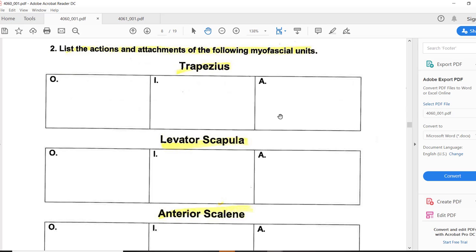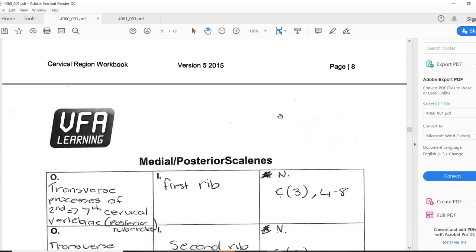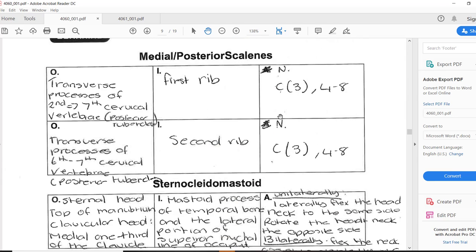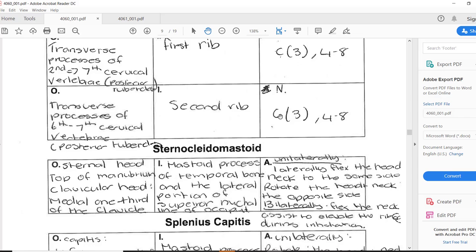So for part 2, you need to identify the origins, insertions and actions of these 3 muscles which were missed. So trapezius, levator scapula and anterior scalenes. For the medial posterior scalenes, you have given the nerve instead of the action. So you need to be able to identify what the actions of the middle and posterior scalenes are.